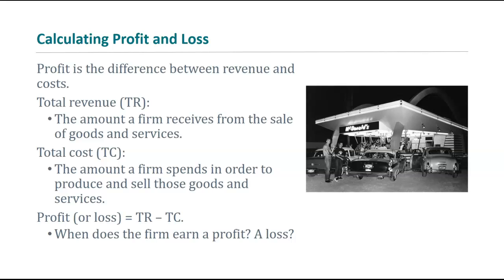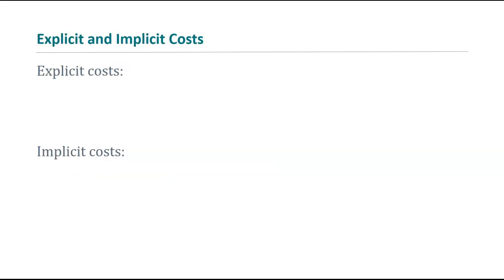Now, the revenue side we've already touched on, price times quantity. Let's look a little more deeply at the cost side of business. So when it comes to costs, there are two types of costs. There are explicit costs and there are implicit costs. So explicit costs are the tangible, out-of-pocket expenses. They're the more obvious costs.